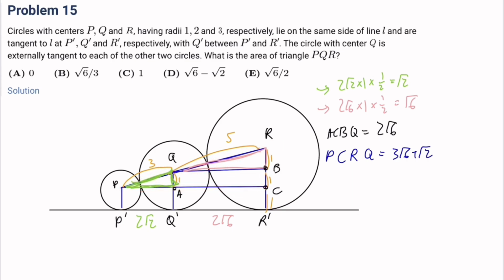PRC, it's not China, PRC, is equal to, this much is 2, so it's 2 times, and then this much is 2 root 2 plus 2 root 6, and then it's a triangle, so divided by 2. These two cancel. So what we want is this minus this. So it's 3 root 6 plus root 2 minus 2 root 2 minus 2 root 6.